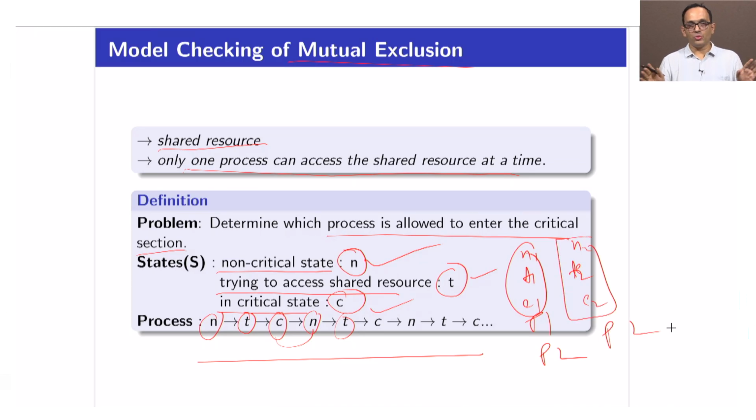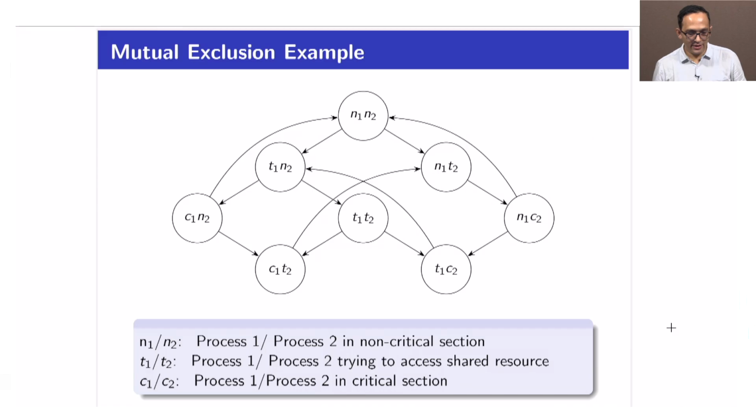So, you have basically 2 processes and these 6 variables, and then these are the possible states that can happen. At the start they are both in the non-critical section, N1 and N2, right, and then it might happen that process 1 is trying to access the critical section. So, it can move to T1 N2, that means process 1 is trying to access the critical section and process 2 is still in the non-critical section, right, and then it might happen that process 1 gets access to the shared resource.